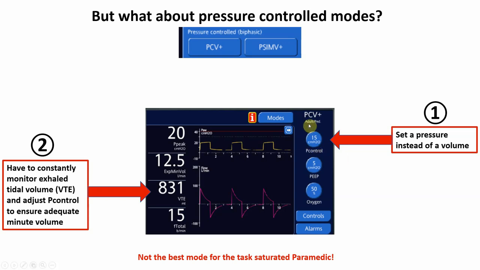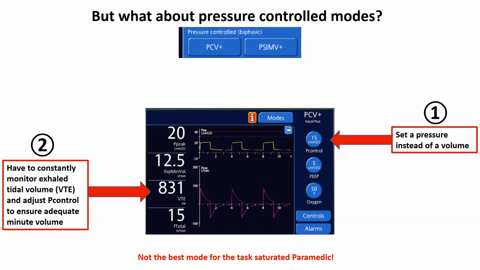In PCV Plus, all you do is set a pressure instead of a volume. So the goal is to reach this pressure, not a tidal volume. The issue is that you have to constantly monitor your expired or exhaled tidal volume, or your VTE, because if that pressure is too low, then they're not going to get a large volume. If it's too high, then they could get a larger volume.